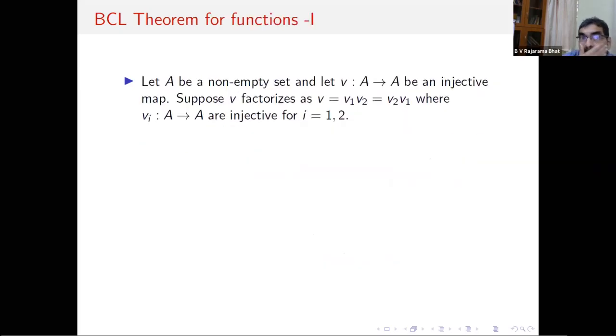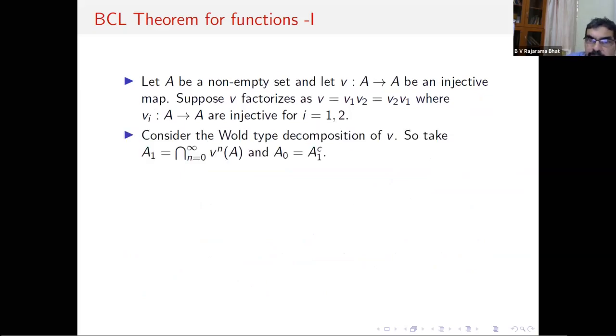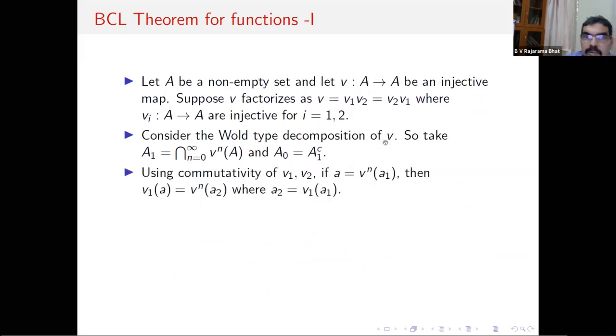So we want to do the same thing for functions, and it tells you how exactly it goes. So you have a non-empty set and injective maps V1 and V2 that commute. We do the same thing. For the commuting maps, we do the Wold decomposition for V.